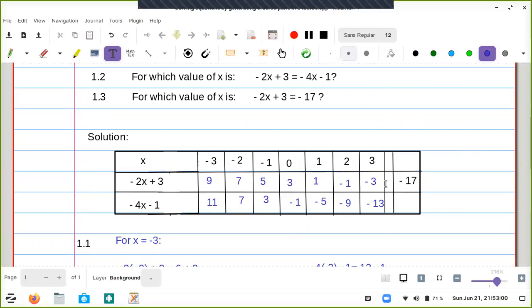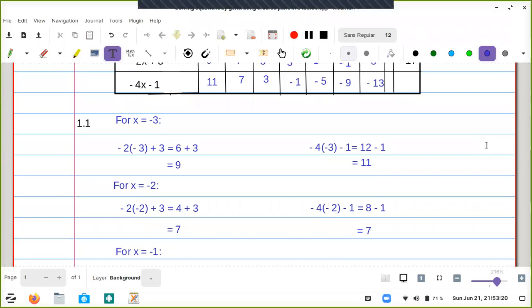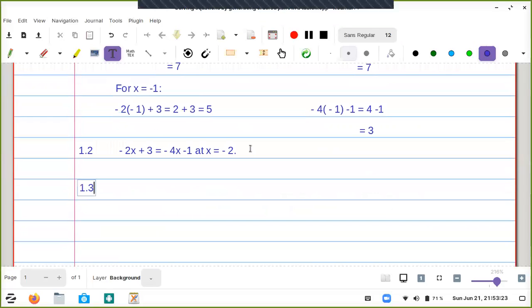Then we continue on subtracting 2 up until we get what? Negative 17, right? It's going to be a little bit long. But for us to quickly find out the value of x here, we can use the calculation method, which means we can start by saying we want to find the value of x. Now we say minus 2x plus 3 is equal to negative 17, right?